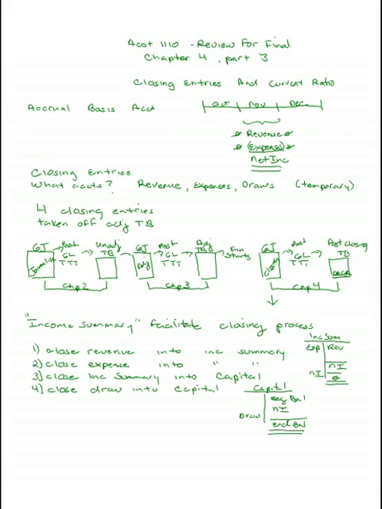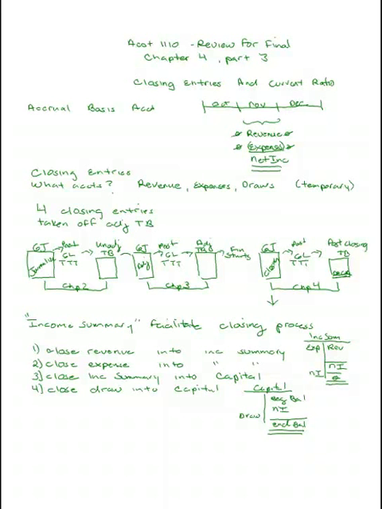We're now going to make those 4 closing entries using the adjusted trial balance that we created on our page 1. Are you ready? Let me flip the page here.